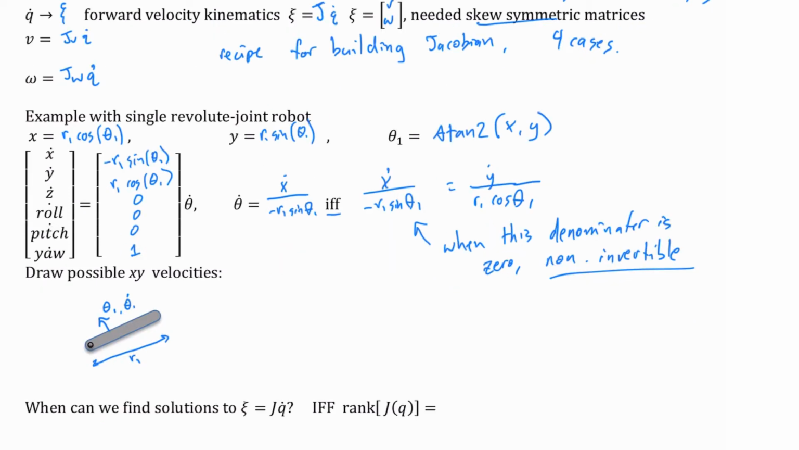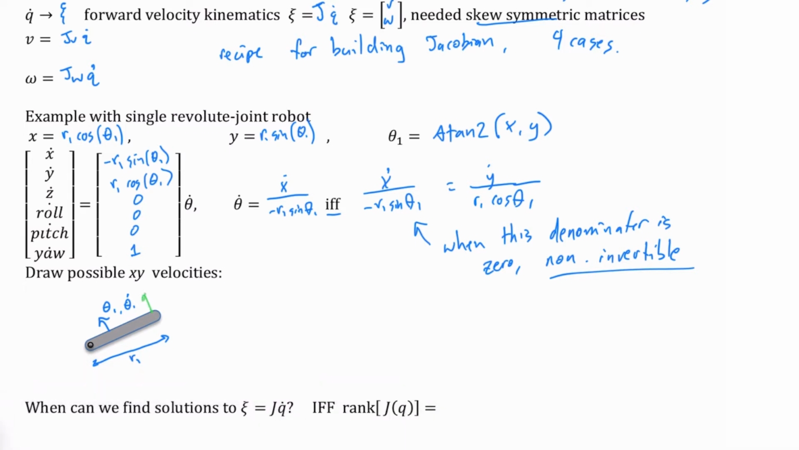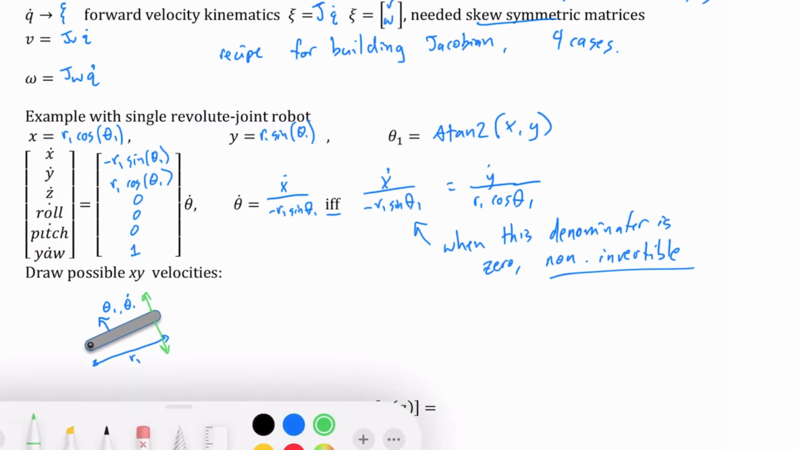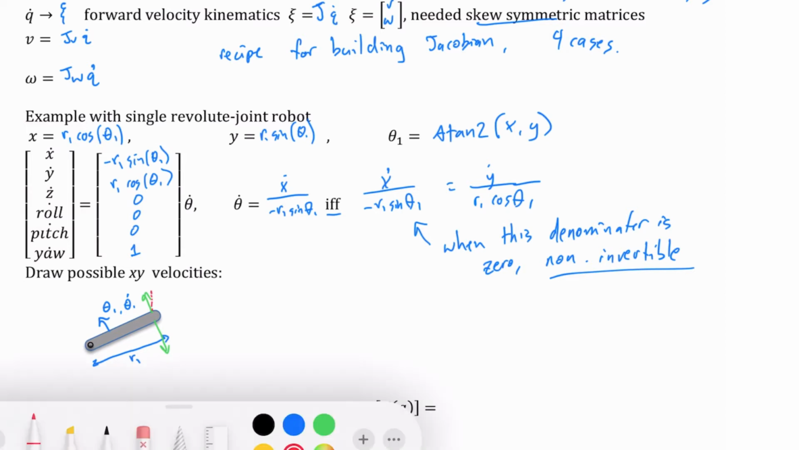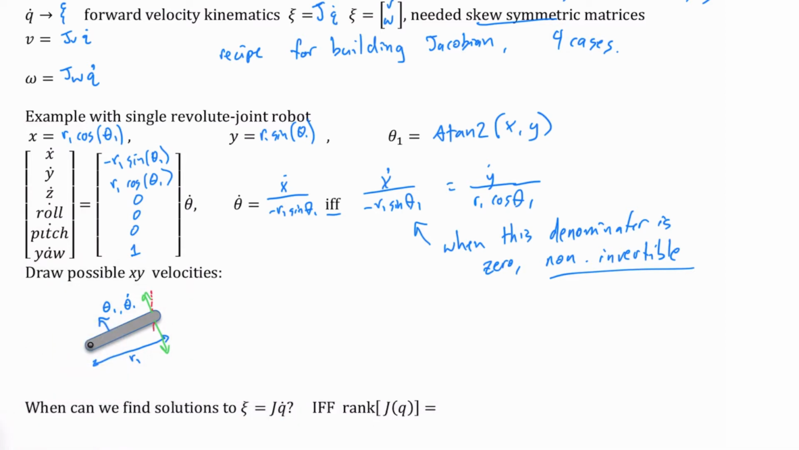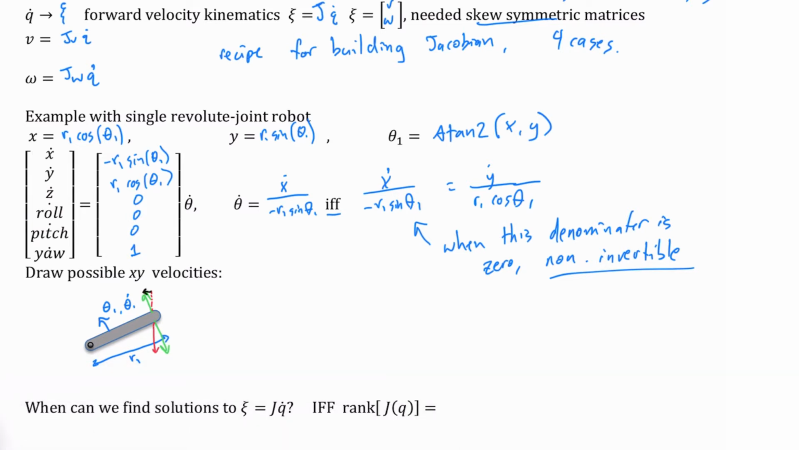Let's draw the possible xy velocities that we can do with this robot. In this position, the only velocities that it can do are in this direction. So what you could do is split this into our x and our y. Our y components could be this, and our x components are this direction. That is the only velocity that I can choose, something along this green arrow. I can scale it up or down, but that's the only instantaneous velocity that I could do.